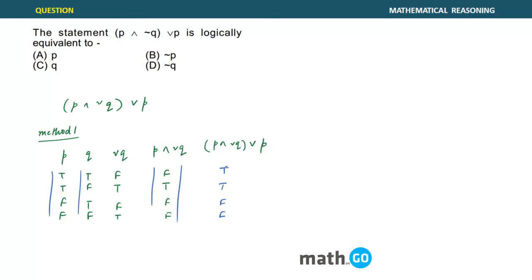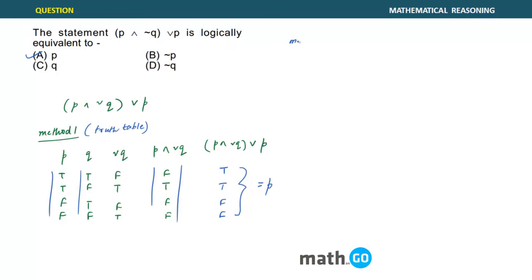So what it actually looks like, this particular stuff, you have four options: P, Q, negation P, negation Q. So just compare with P. Yes, it actually matches with P. So the answer to this problem is nothing but P. So method one that you can do is by drawing a truth table. You can just draw the truth table. But if you see, we had put a lot of labor into this particular problem.